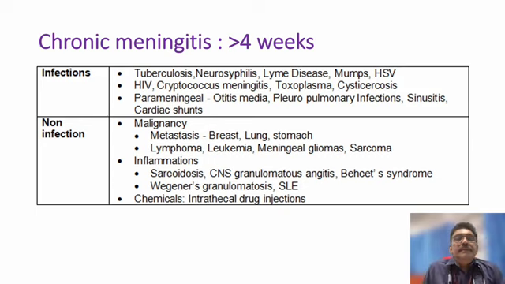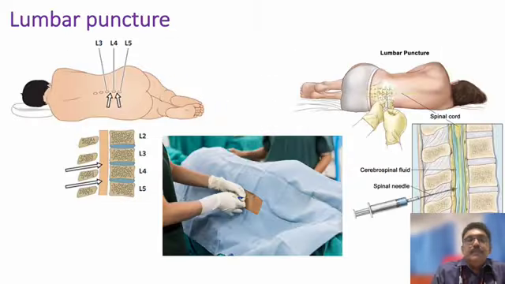Now, chronic meningitis is defined as meningitis that progresses for more than 4 weeks. The most common infection which can produce chronic meningitis in our country is TB meningitis. Other non-infectious conditions are malignancy, sarcoidosis, Behçet's disease, Wegener's granulomatosis, CNS granulomatosis, and angiitis. Like that, different non-infectious causes can also produce chronic meningitis. In that, the most important in our country is TB meningitis.